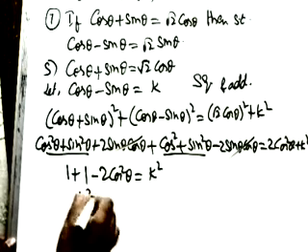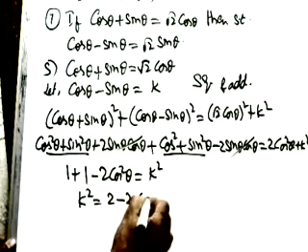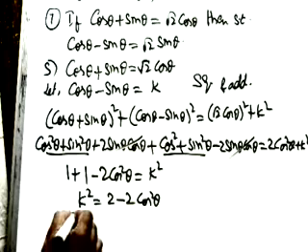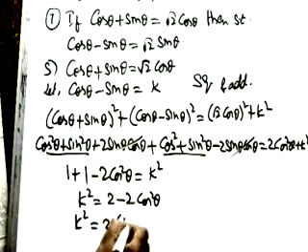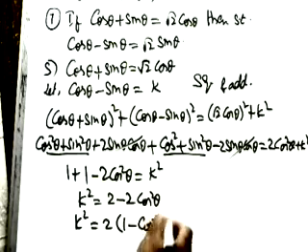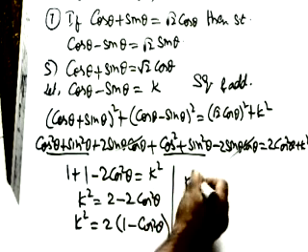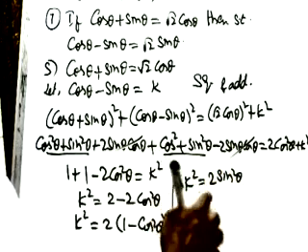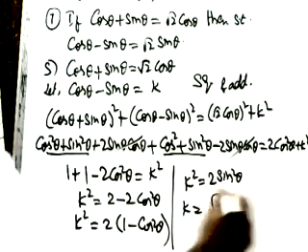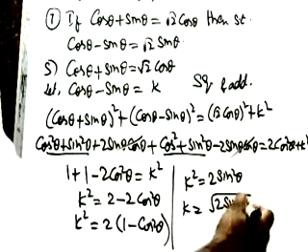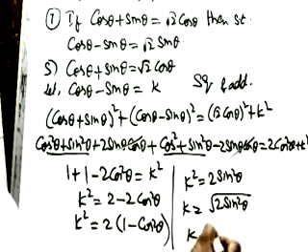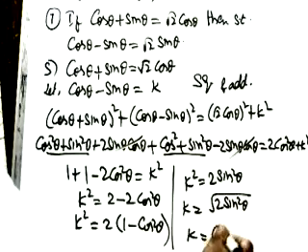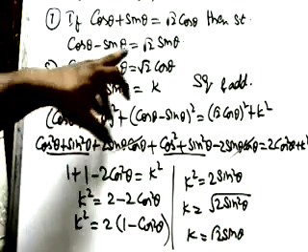1 plus 1 will be 2. So we can write k square equals 2 minus 2 cos square theta. Take 2 common, k square equals 2 into 1 minus cos square theta, which is nothing but sine square theta. Apply root here, k equals under root of 2 sine square theta. So k equals root 2, and the square root of sine square will get cancelled. What is left here? Sine theta.